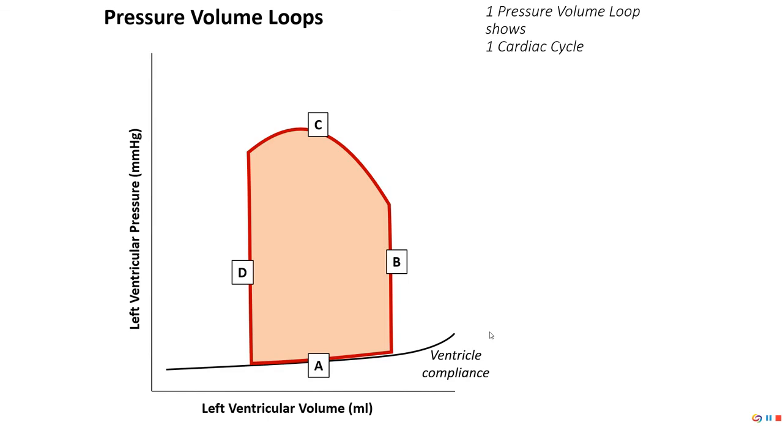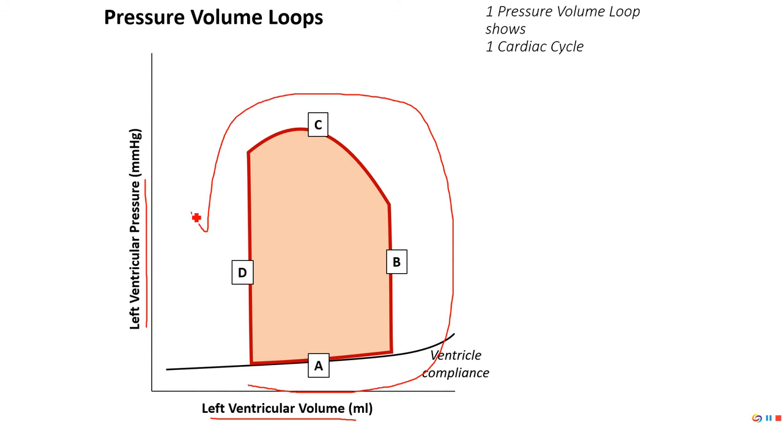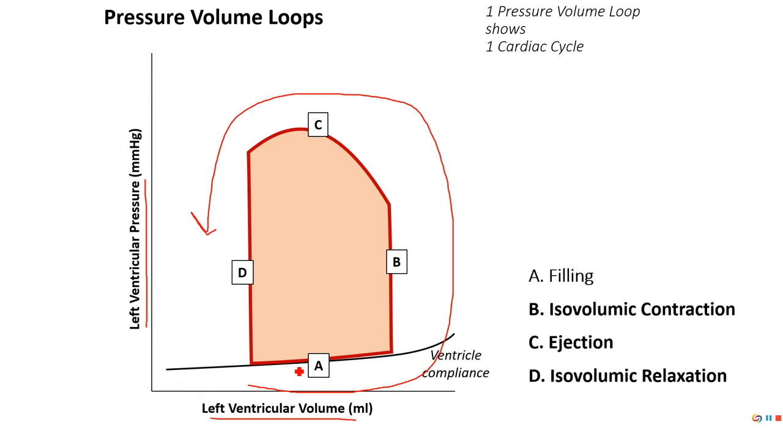Okay, now we have these figures here, and it's important to know there's no time component, but we've got ventricular volume on the x-axis, and we've got pressure on the y-axis. And time goes this way. It's a cycle. Okay, each of these segments represents one phase of the cardiac cycle. So A is filling, B is isovolumic contraction, C is ejection, and D is isovolumic relaxation.